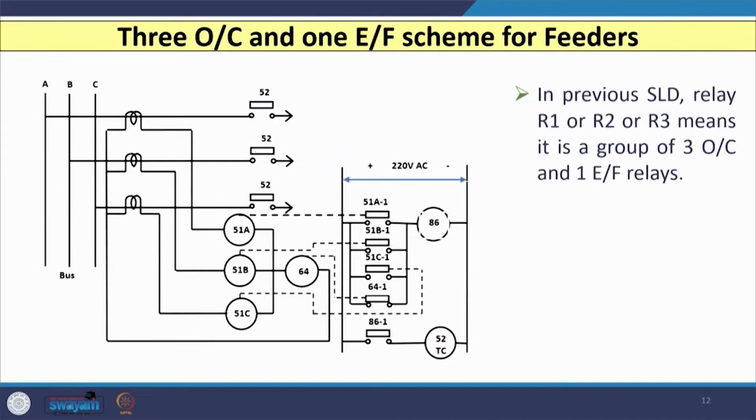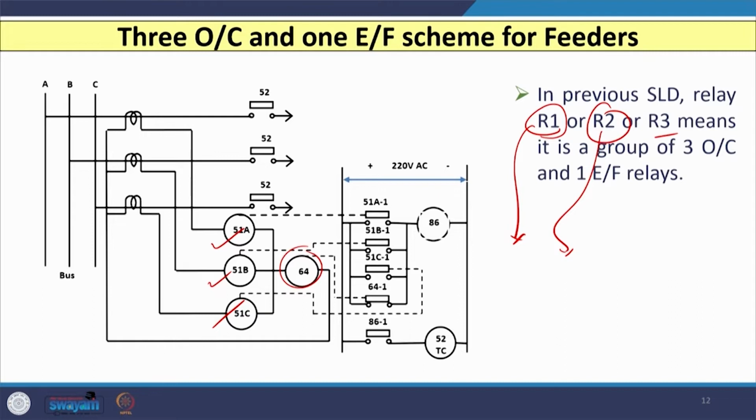As I told you, for phase faults phase relays are used, for ground faults ground relays are used. So, when I say R1, that means R1 contains a group of relays, total 4 relays, 3 phase relays and 1 ground relay. R2 means another 4 relays, 3 phase relays, 1 ground relay, and so on.